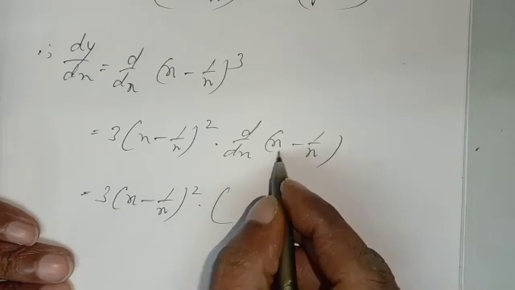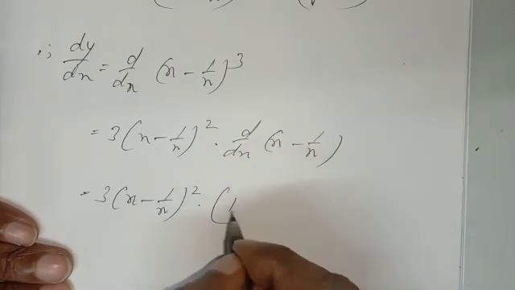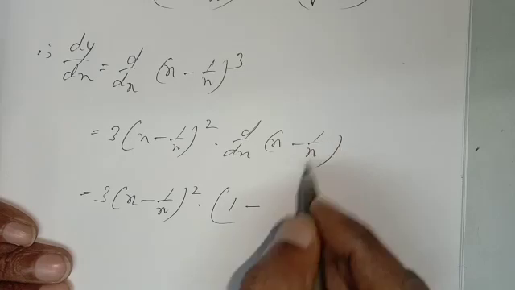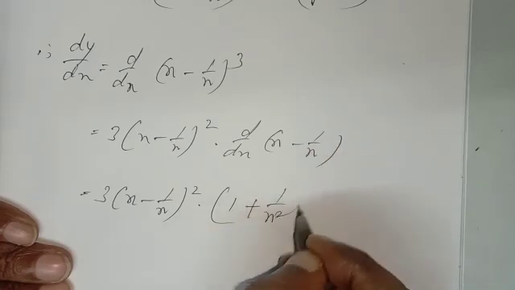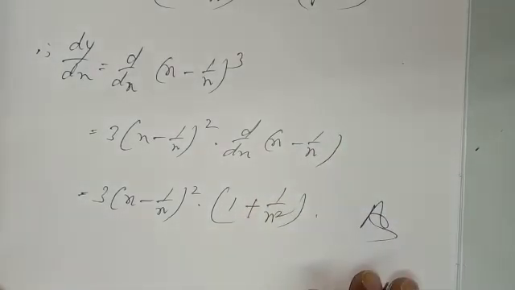Again derivative of x minus 1 by x. So what is the derivative of x? That is 1, using chain rule here. Derivative of x is 1. This is 1, and derivative of minus 1 by x is minus of minus 1 by x square, that is plus 1 by x square. This is the answer. Okay.